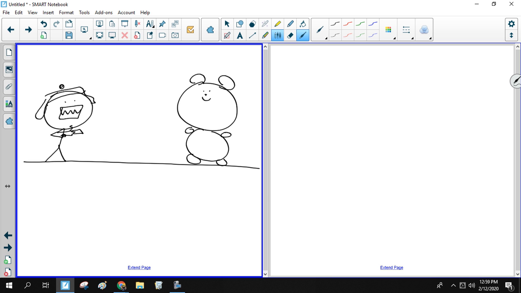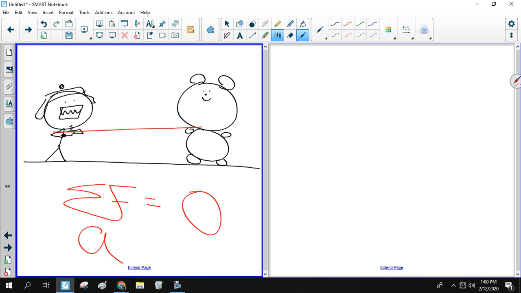Okay, so what happens is they're holding onto a rope or a pole or something. Yeah, and the bear pulls the hunter. Okay, so action: bear pulls rope, rope pulls bear, right? And since the hunter's at the other end, the rope is going to pull the hunter, and the hunter is going to pull the rope. All of those are internal forces, right? So what is the net force on my hunter, rope, bear system? 0.